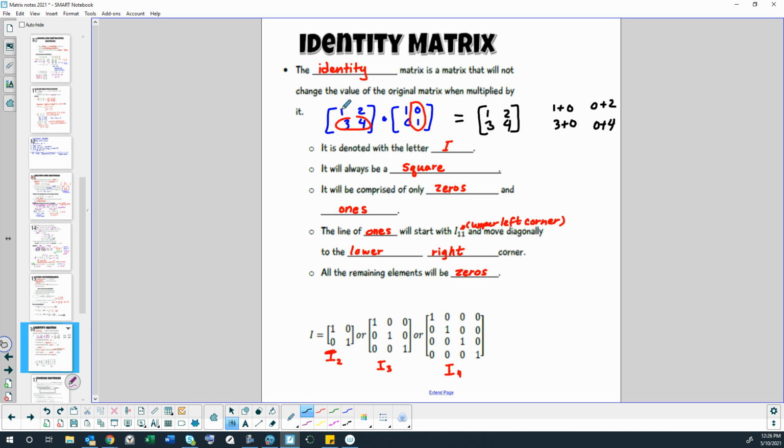Look, multiplying matrix 1, 2, 3, 4 by 1, 0, 0, 1 gave me the new matrix 1, 2, 3, 4. It did not change. This is why we call it the identity, because when we multiply by it, the matrix stays the same. Just like 1, when multiplied times any number, that number stays the same.